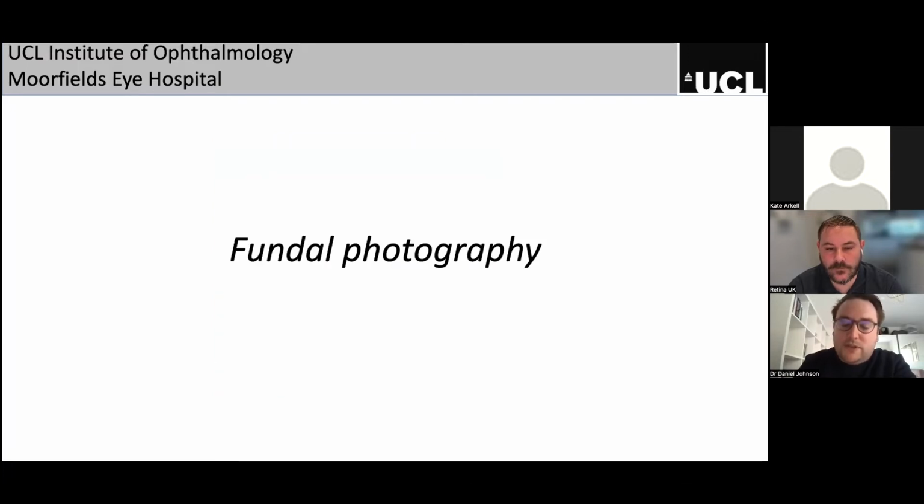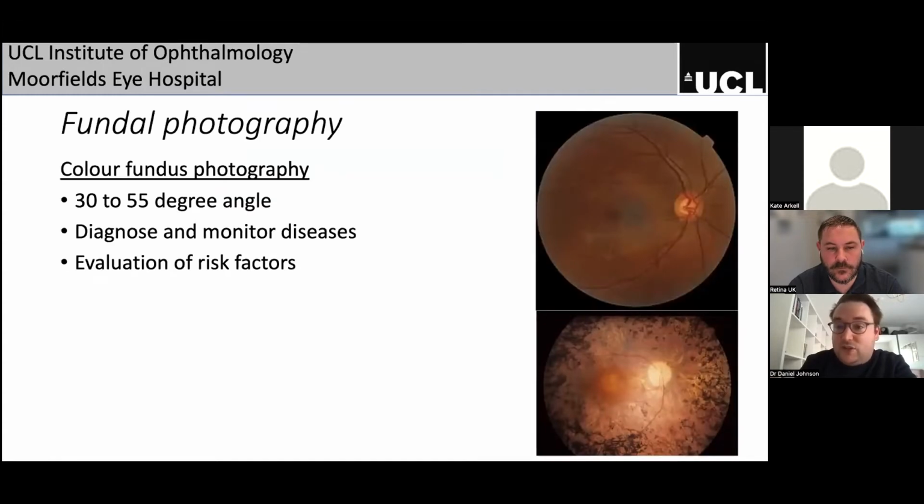Now, the first one we're going to talk about is fundal photography. So fundal, or fundus, basically just means looking at the back of the eye, so the picture of the back of the eye. And that's what it is. It really is just a photograph which we would see of the back of the eye.